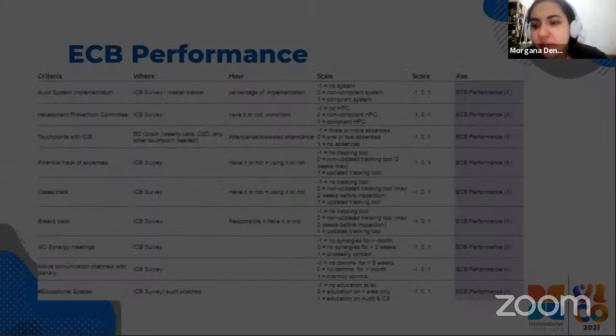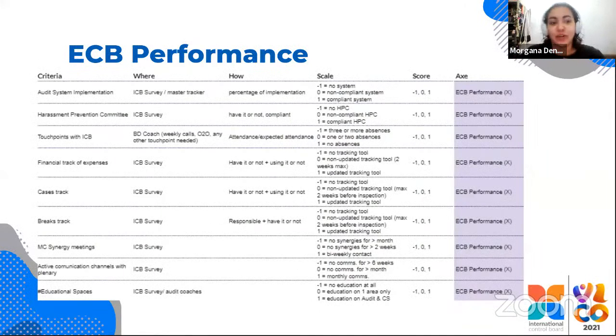And what is the ECB performance index? So it may be huge. And of course, we have 9 criteria in the ECB performance index, which means that, for example, right now, your grade can be a minimum of -9 and a maximum of 9 according to this axis.